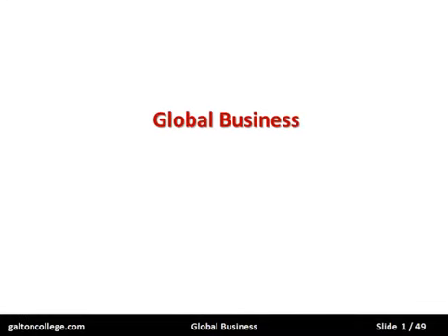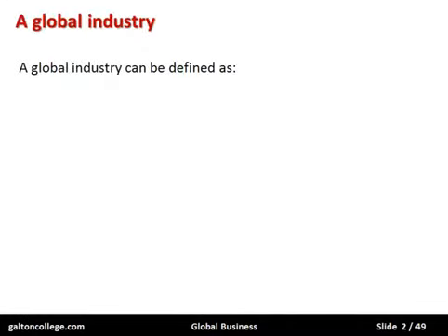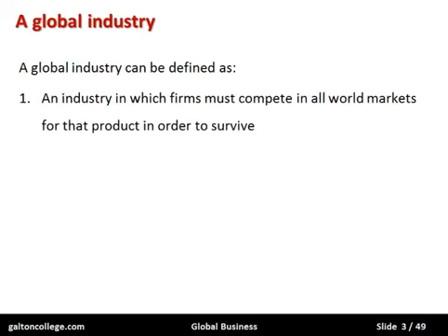This video will deal with global business. A global industry can be defined as an industry in which firms must compete in all world markets for that product in order to survive. So firms must compete in all world markets for the product they're making in order for it to survive.